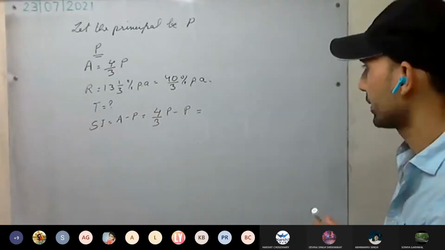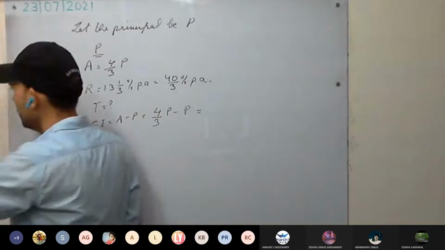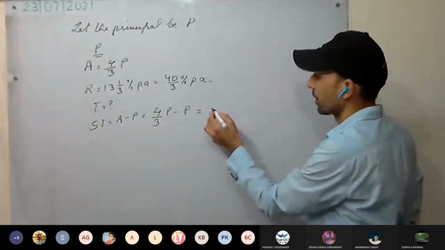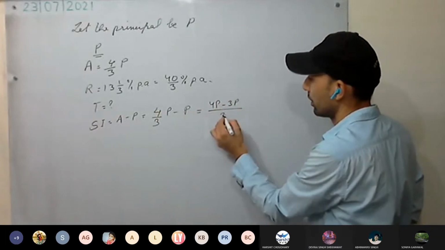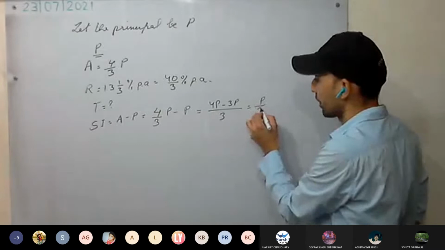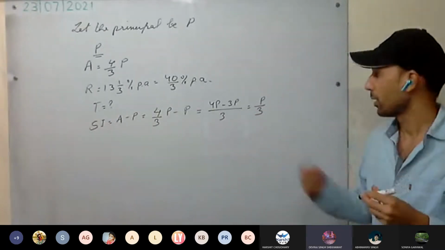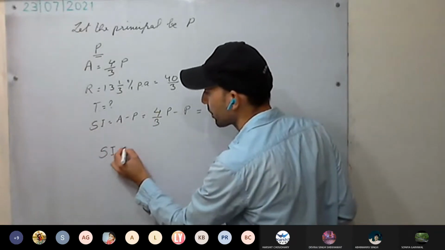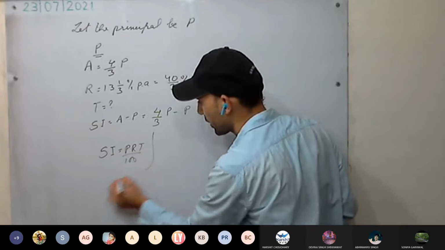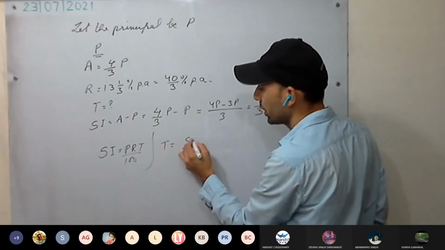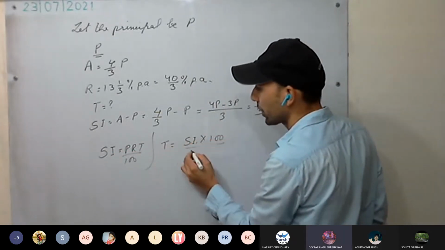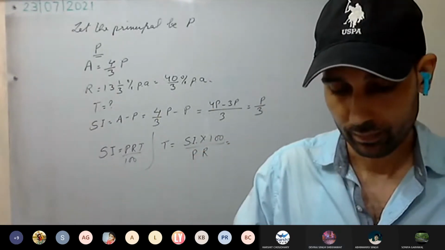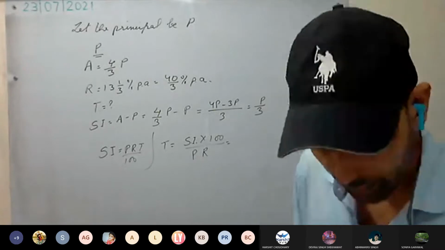How much are you getting? 4 by 3 minus 1, take the LCM. We get P by 3, or we can say 1 by 3 P. Now you have the simple interest, PRT upon 100. So you have to calculate time. Time equals simple interest into 100 divided by P into R. Everyone calculate it.